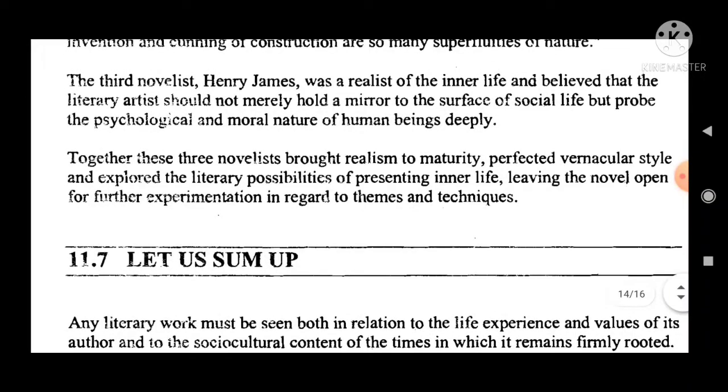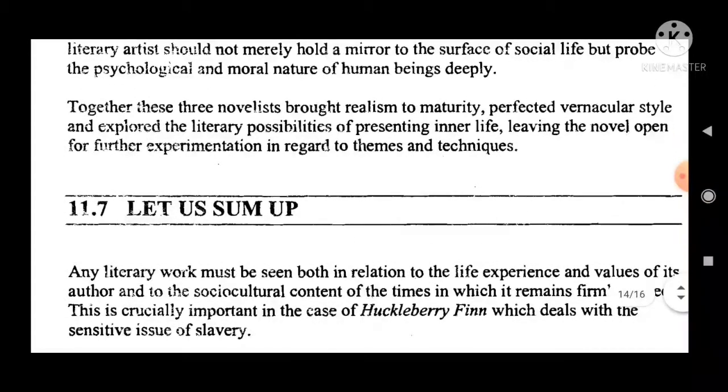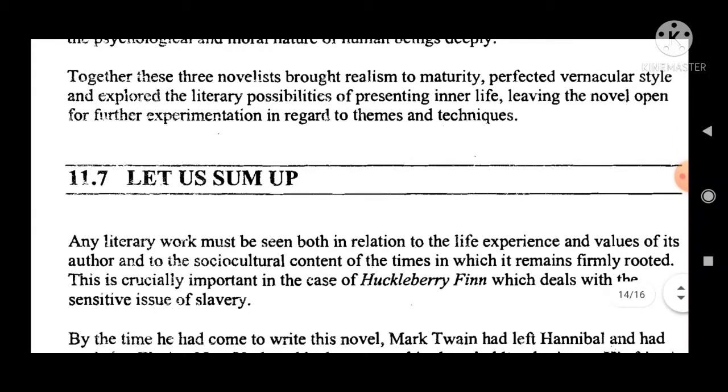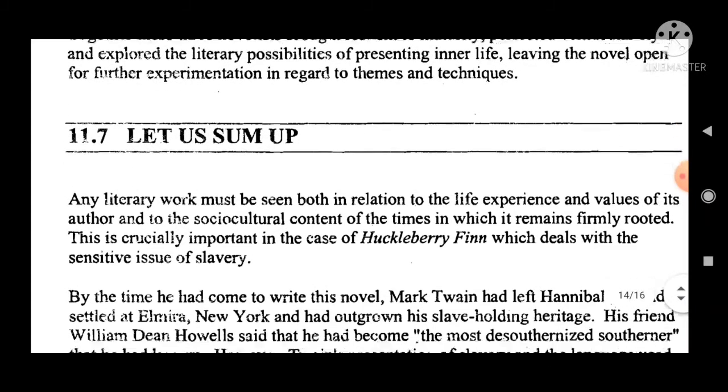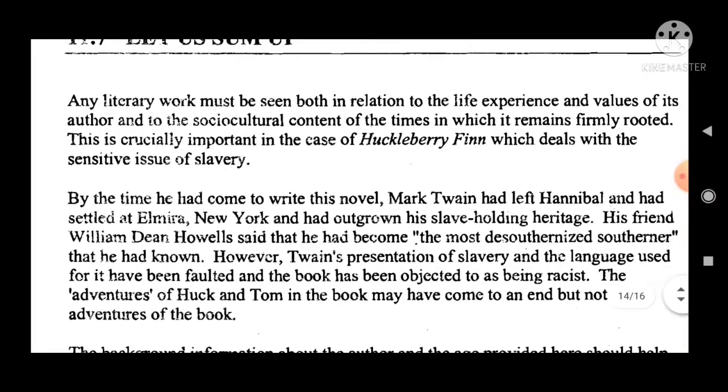should not merely hold a mirror to the surface of social life but probe the psychological and moral nature of human beings deeply. Together, these three novelists brought realism to maturity, perfected vernacular style, and explored the literary possibilities of presenting inner life, leaving the novel open for further experimentation in regard to themes and techniques. Then let us sum up.